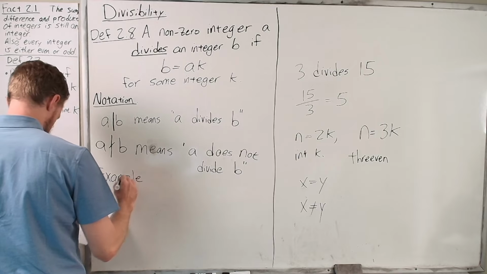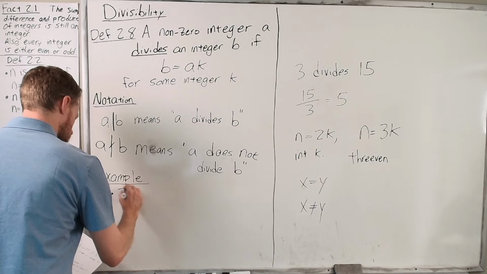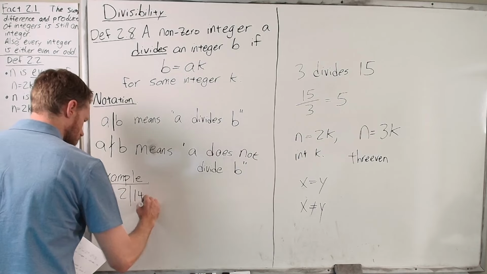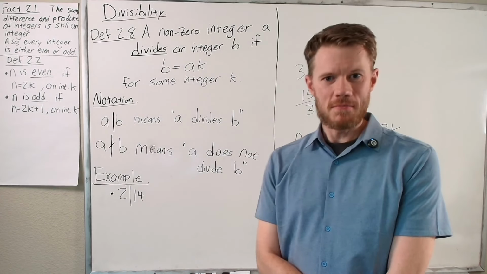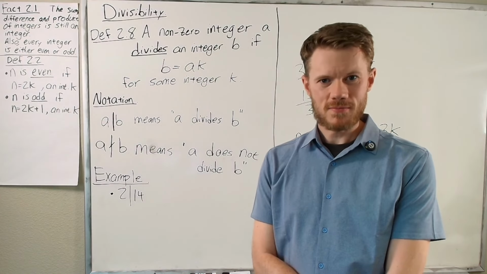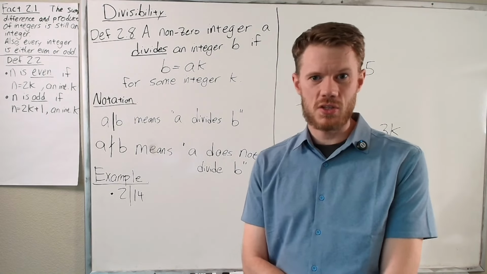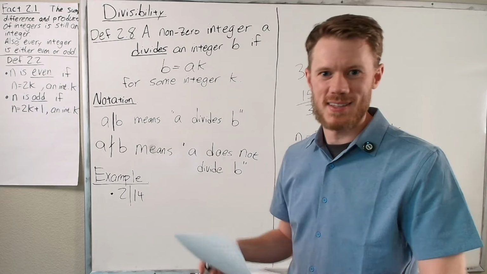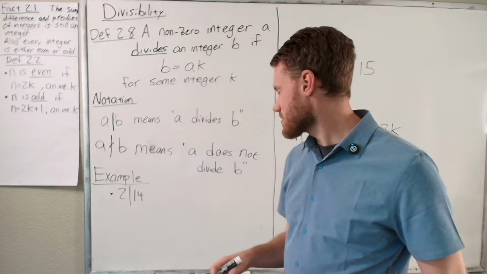Now let's do some examples of division. So 2 divides 14 was my first example. You agree? 2 does divide 14, right? Because if you take 14 divided by 2, you get 7. That's an integer. So yes, it evenly divides it. Evenly, a reasonable use for it in this case.